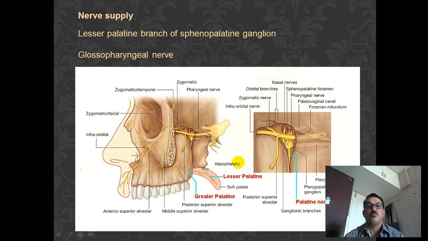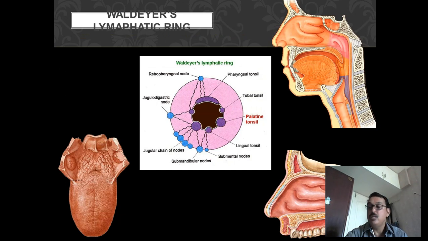Nerve supply: the lesser palatine branch of the pterygopalatine ganglion. This is the pterygopalatine ganglion, and the lesser palatine branch going here towards the soft palate, and also from the glossopharyngeal nerve. So to repeat, the nerve supply is from the glossopharyngeal nerve mainly, and also from the lesser palatine branch of the pterygopalatine ganglion.